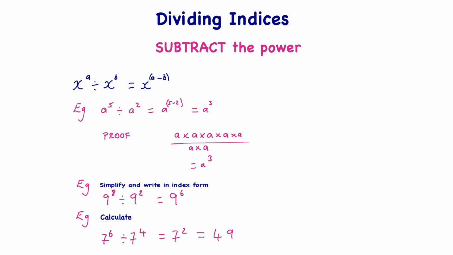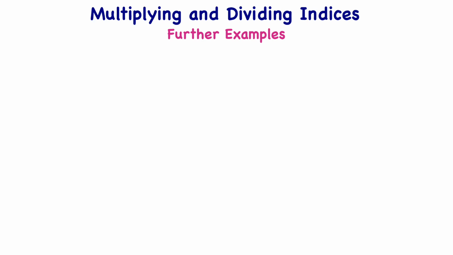We're going to have a look at some further examples. The first example we're going to look at, we have 5a to the power of 7 times 3a to the power of 6. What we're going to do here is multiply the numbers together separately, and then multiply a to the power of 7 times a to the power of 6 separately as well. So if we rewrite it, we have our numbers together, and then we have our a's together.